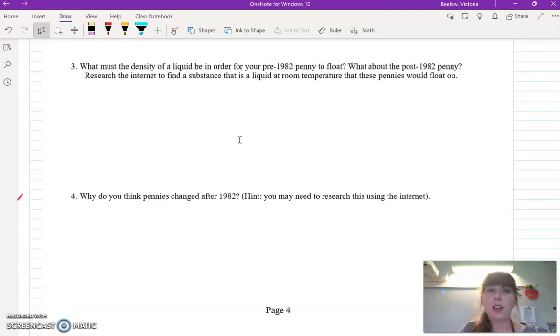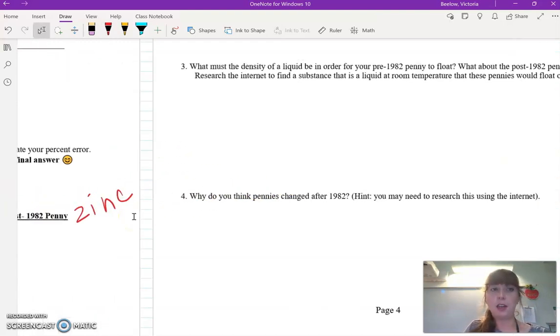For 3 and 4, you're going to have to do a little research on the internet. There is a liquid substance that pennies could float on, so you're going to have to try to figure out what that liquid substance is. It is an element on the periodic table that is a liquid at room temperature. And then also, I kind of already talked about question number 4 here, but make sure you look that up on the internet. Why did they change after the year 1982?